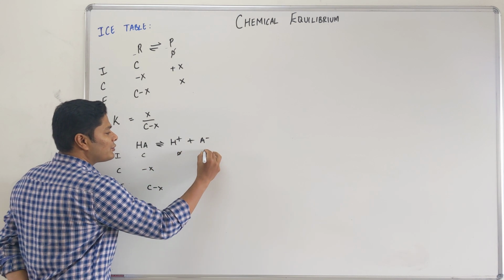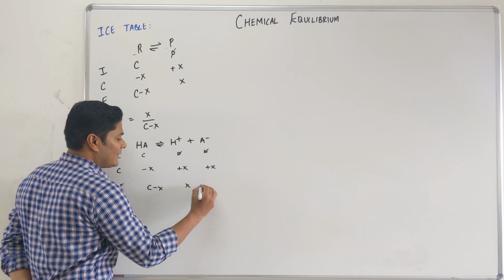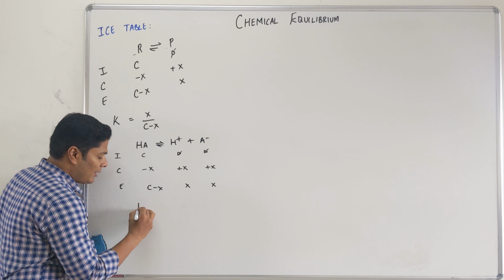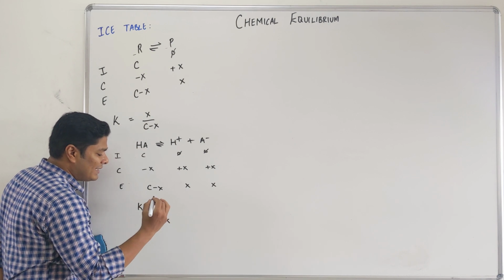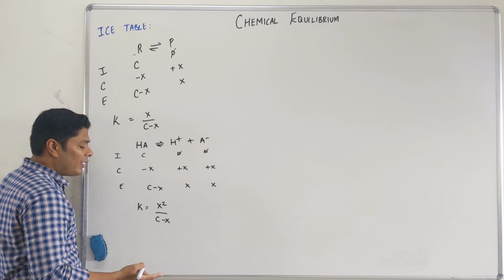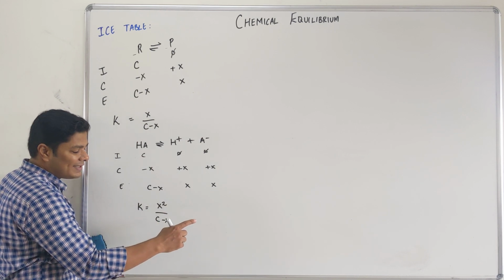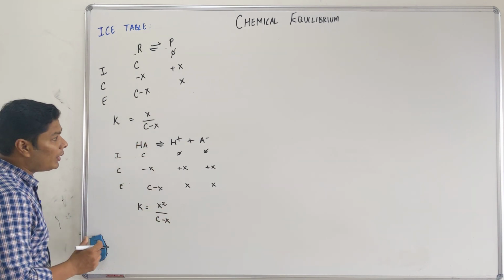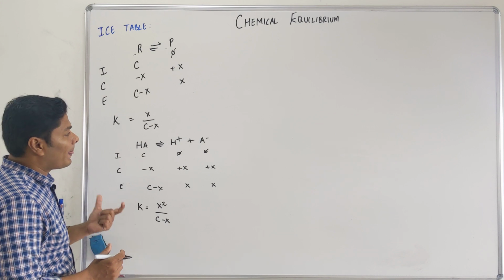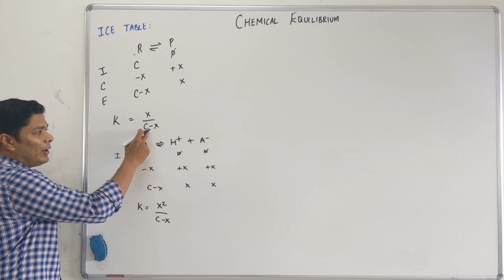I do not have any of this to start with. I have plus X, plus X, X, X. K is going to be X squared by C minus X. In ionic equilibrium, you will see that X is smaller than C. You can approximate C minus X as approximately C and all those later. At this point, this is straightforward.